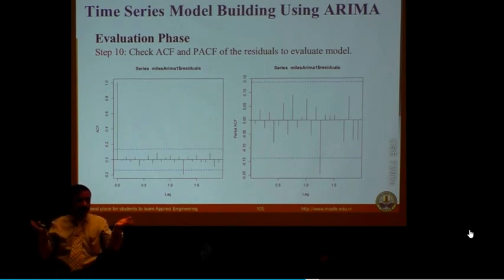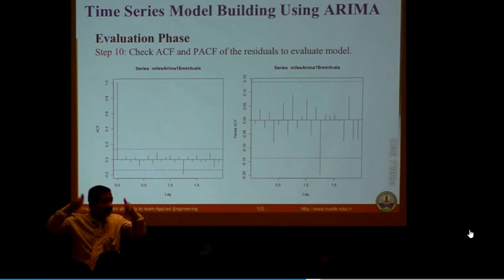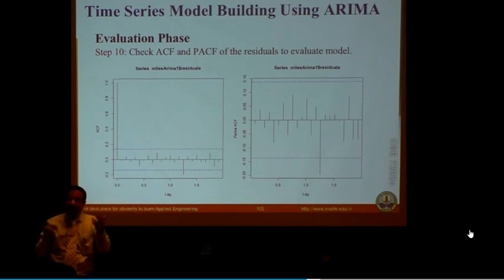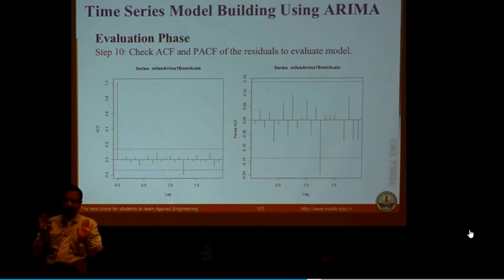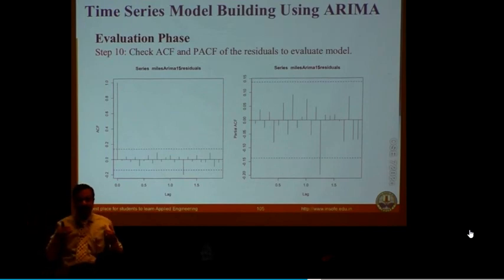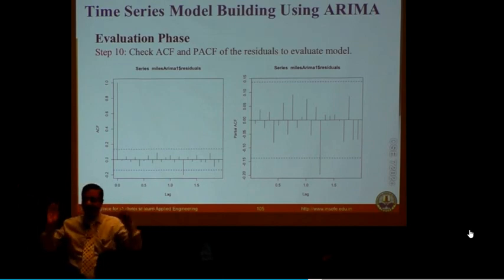ARIMA 000-010 model. Done. But if not, if there are still some signatures of trend and seasonality left, then see if you want to add a trend component or do another non-seasonal difference. But don't do any more differences. We did a non-seasonal difference. Then we checked, and we still found some signatures in ACF and PACF. There was no decay anymore.